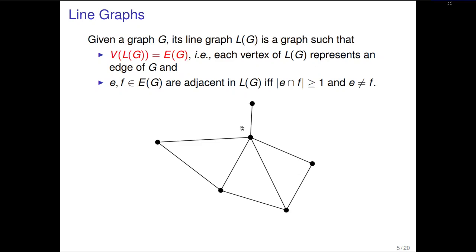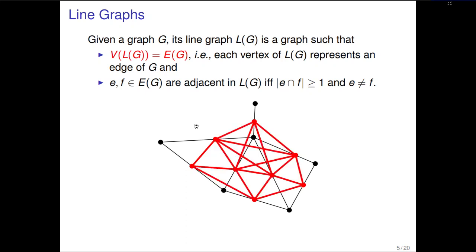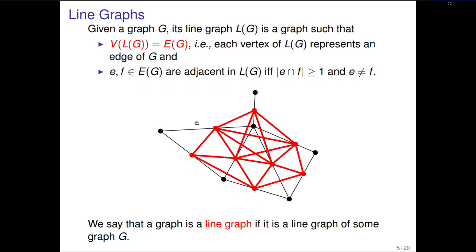A line graph of some graph G is a graph L(G), where the vertices of the line graph are precisely the edges of the graph G. So if the black was our graph, then the vertices of the line graph would be the red vertices, and there is an edge between two vertices of the line graph if their corresponding edges share an endpoint, right? So with this given graph, we would get a line graph that looks like this, and we will say that a graph is a line graph if it is a line graph of some graph G, where we don't need to know what the graph G is.